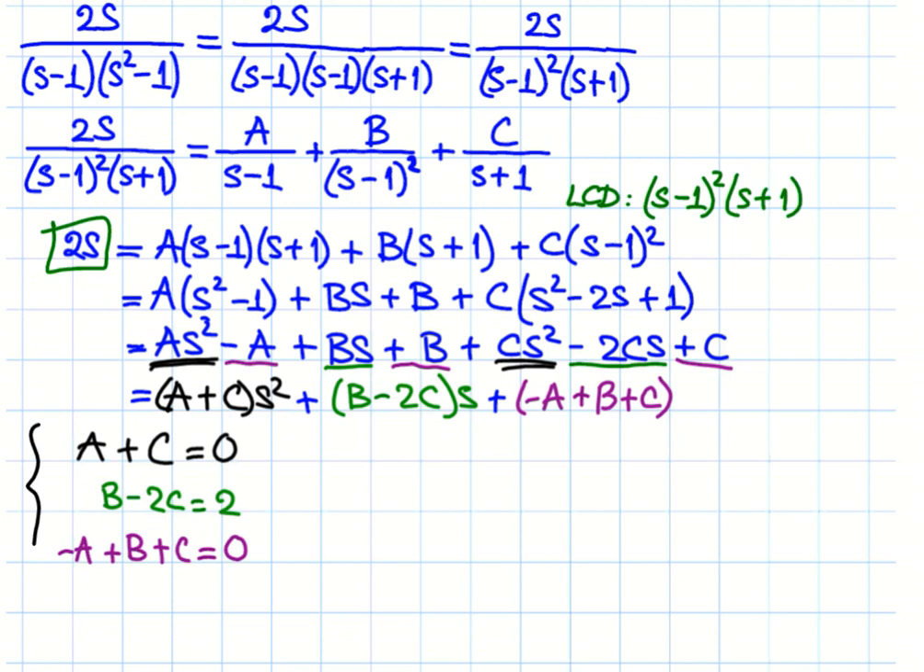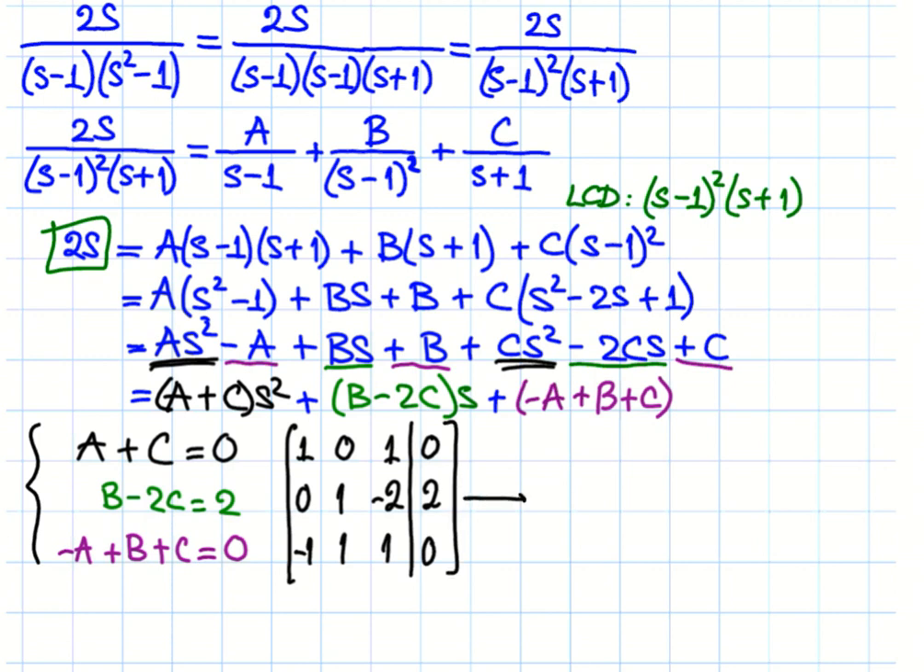I'm going to use the calculator to solve this system of equations. So if we put it in matrix form, that will be 1A, 0B, 1C, the left hand side 0, 0A, 1B, negative 2C, left hand side is 2, negative 1A, 1B, 1C equal to 0. And we just do reduced row echelon form. Right, so we have a calculator. Let's move that here.